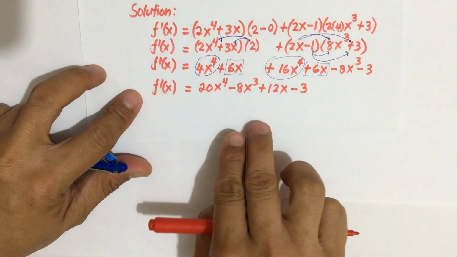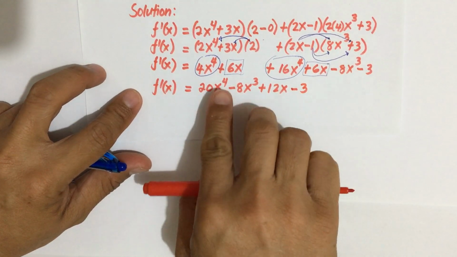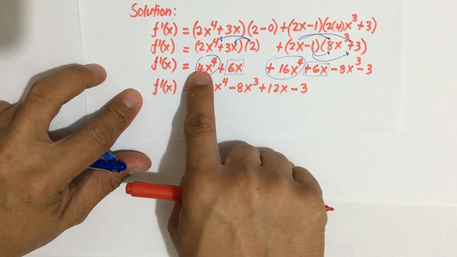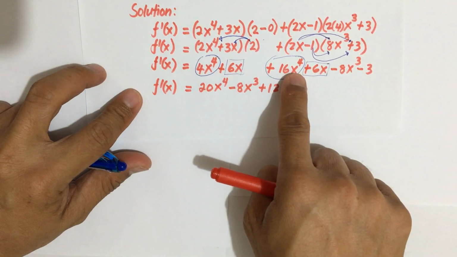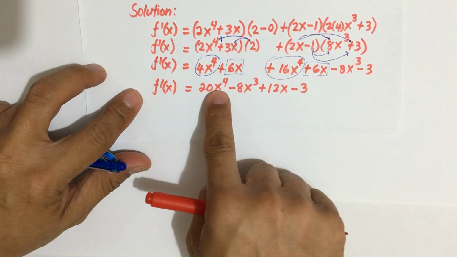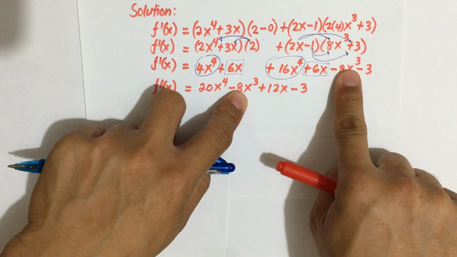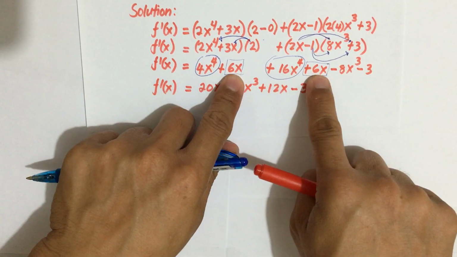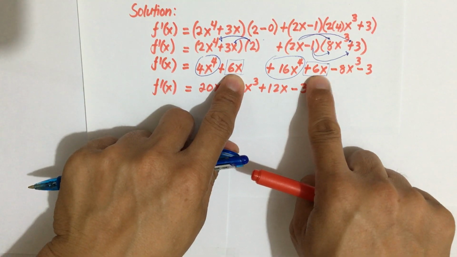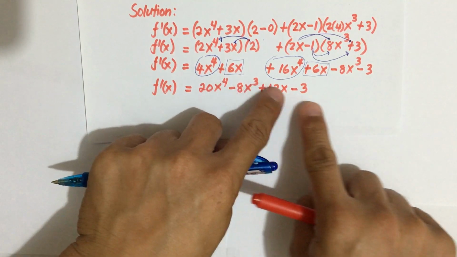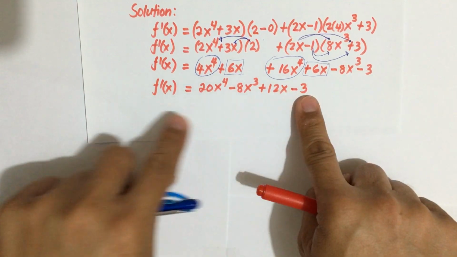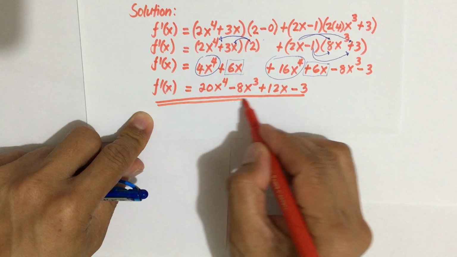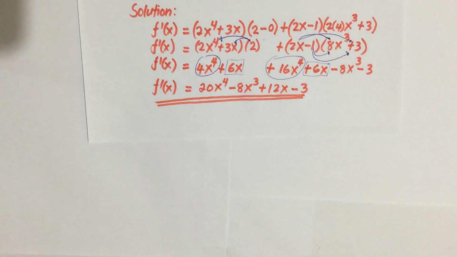Okay, so let's check if we missed anything. We have 4x to the 4th plus 16x to the 4th, so that is 20x to the 4th. Then we have negative 8x cubed. Then we have 6x plus 6x, so that is 12x. Then minus 3. Okay, so this is our answer. Alright, so that's our example number 3.